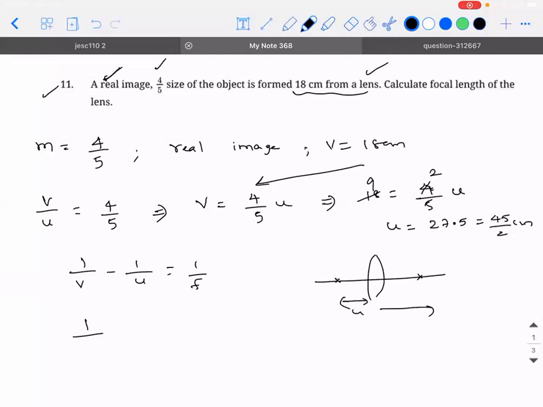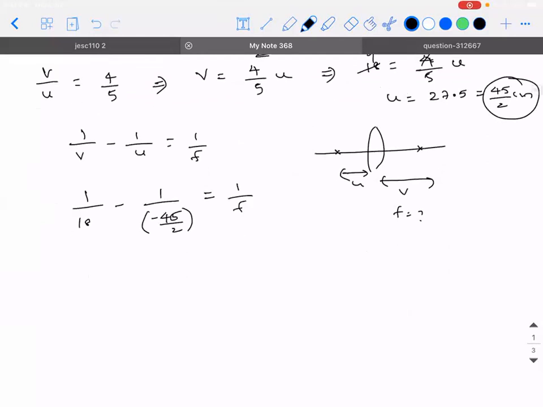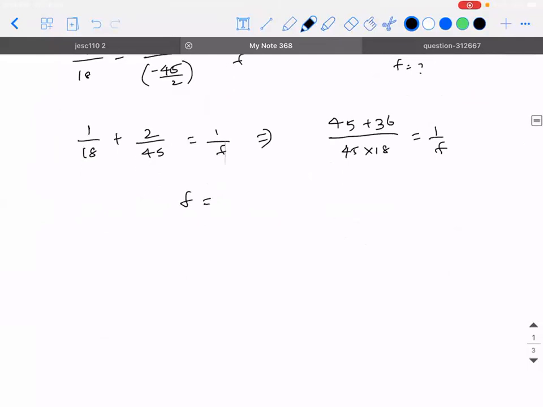U is this much, V is this much, F is equal to how much? So V is positive. So 1 by 18 minus 1 divided by 45 by 2, U is negative, so minus 45 by 2, is equal to 1 by F. So 1 by 18 plus 2 by 45 is equal to 1 by F, which implies 45 plus 36 divided by 45 into 18 is equal to 1 by F. So find the focal length and that will be the answer.